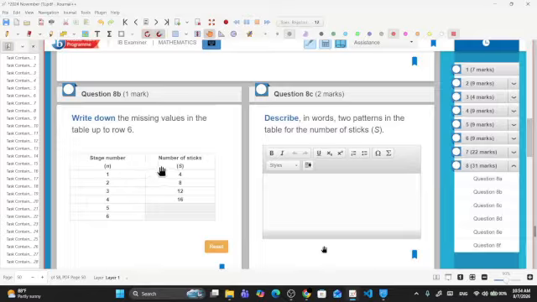Alright. Write down the missing values in the table up to row 6. So up to row 6, which means that, for example, here we have a difference of positive 4, then positive 4 again, so on and so forth. So the next two values become 20 and 24, as it is a linear progression.